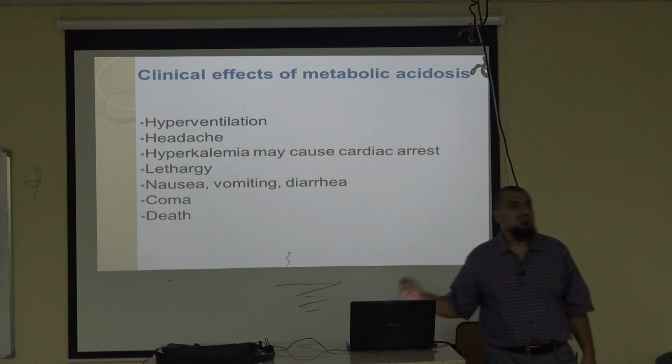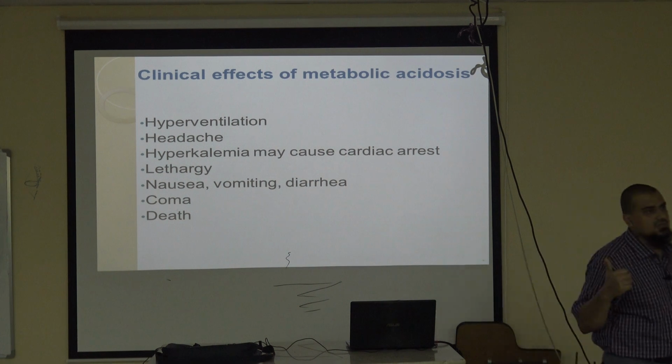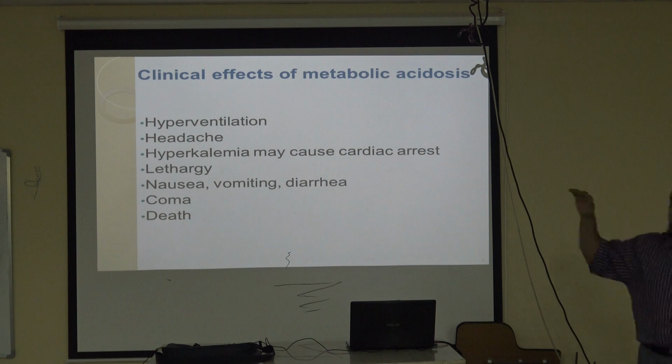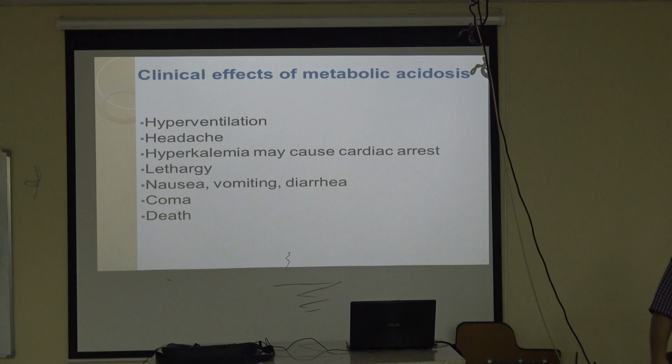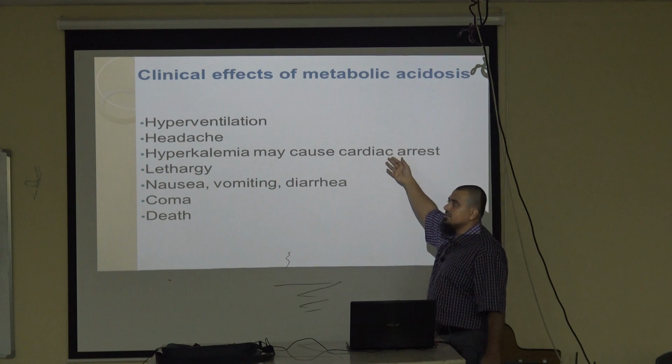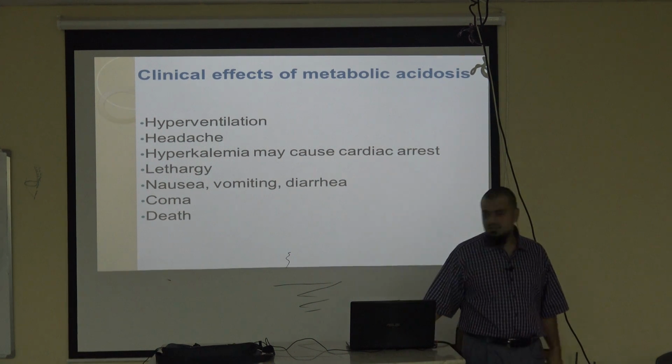What are the clinical effects of acidosis? Always you have hyperventilation, because this acidosis is not due to a problem in the respiratory system. The respiratory system is functioning well, so you will develop hyperventilation, then you can develop hyperkalemia, and then lethargy, headache.